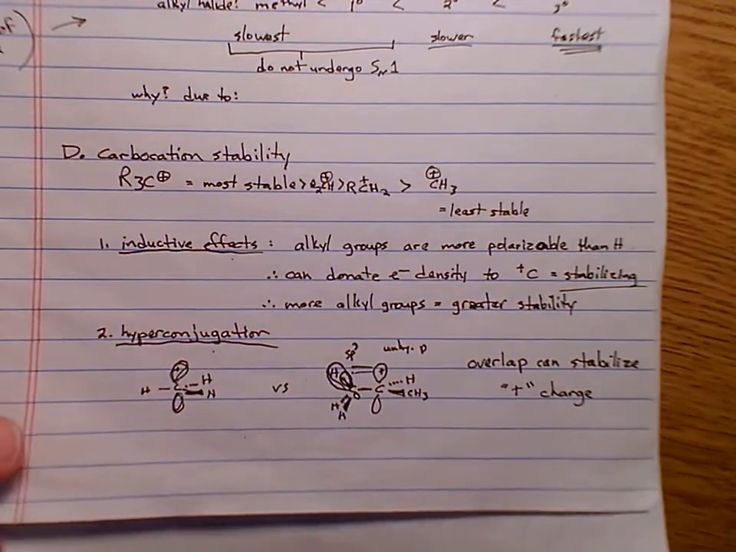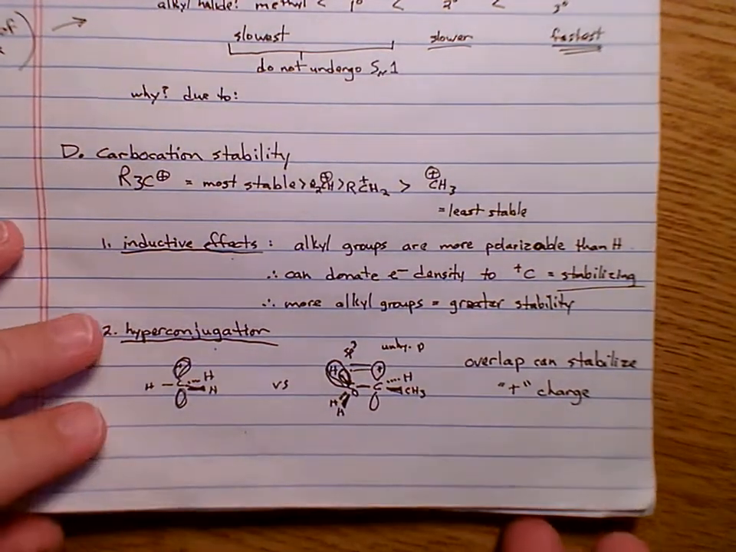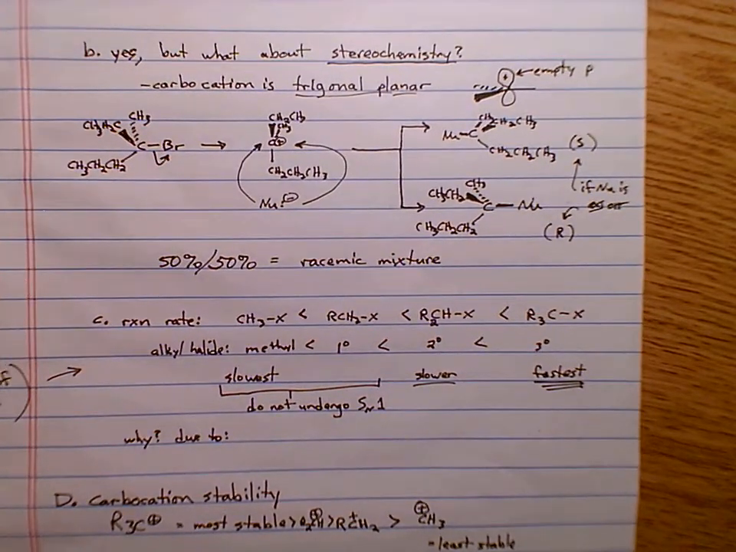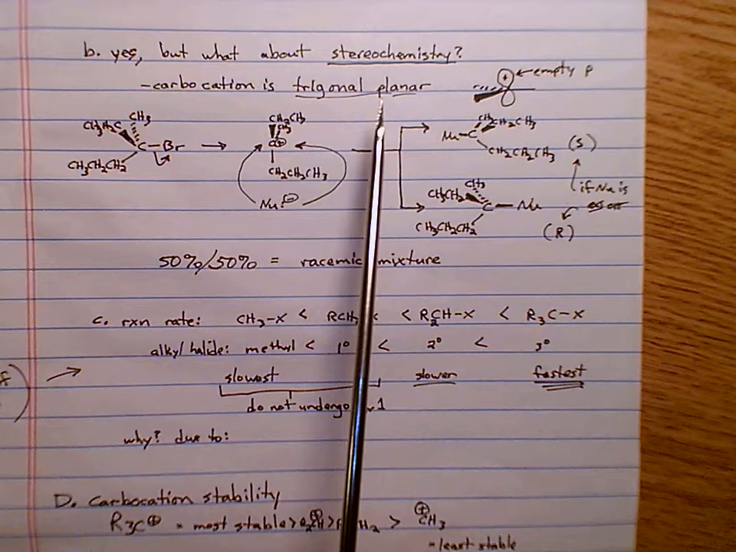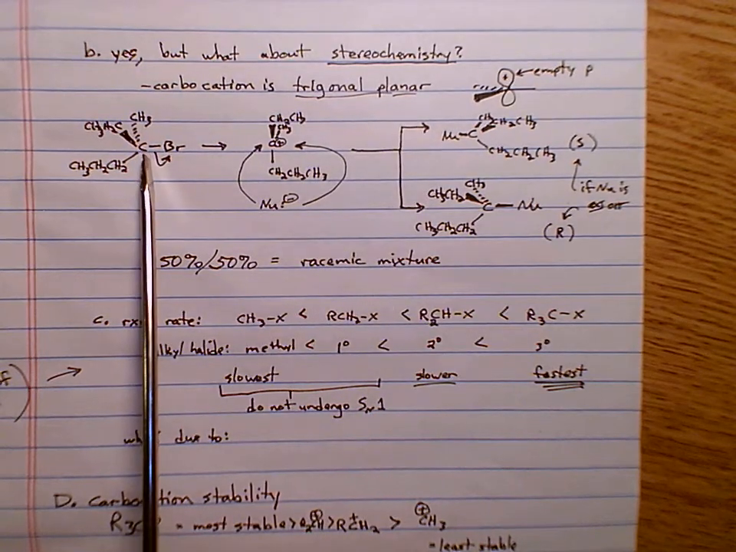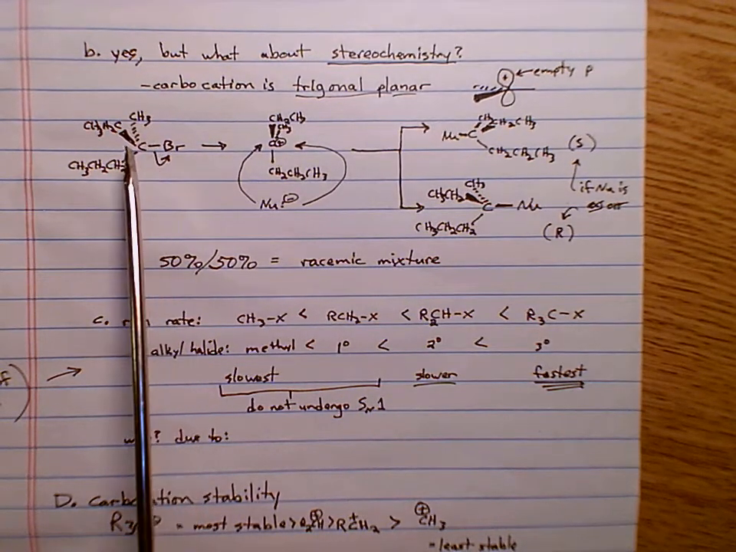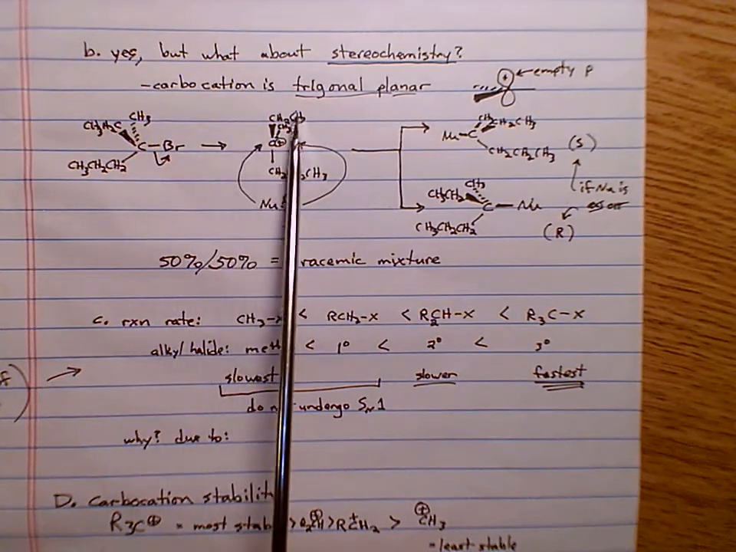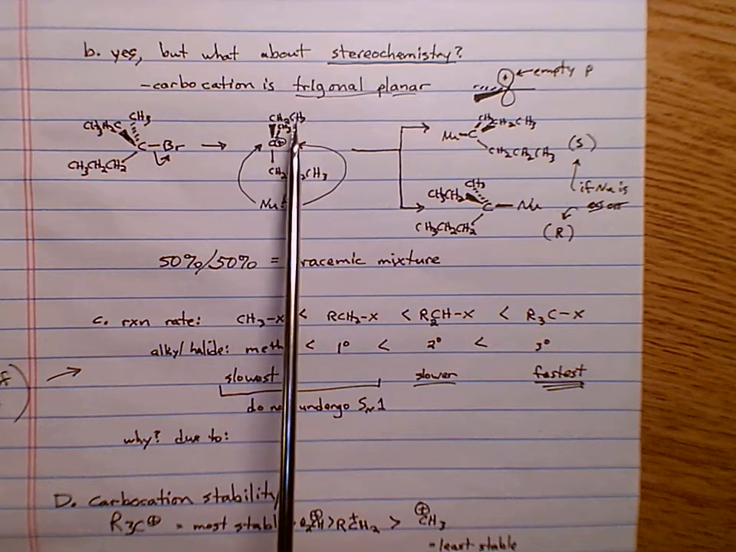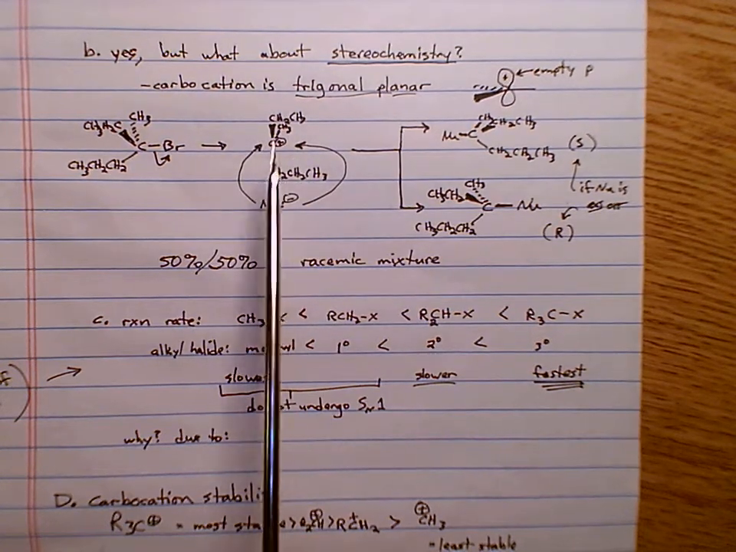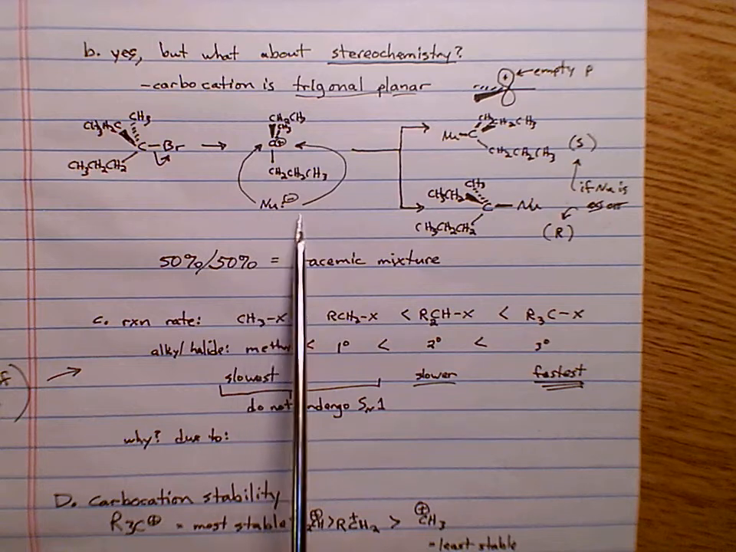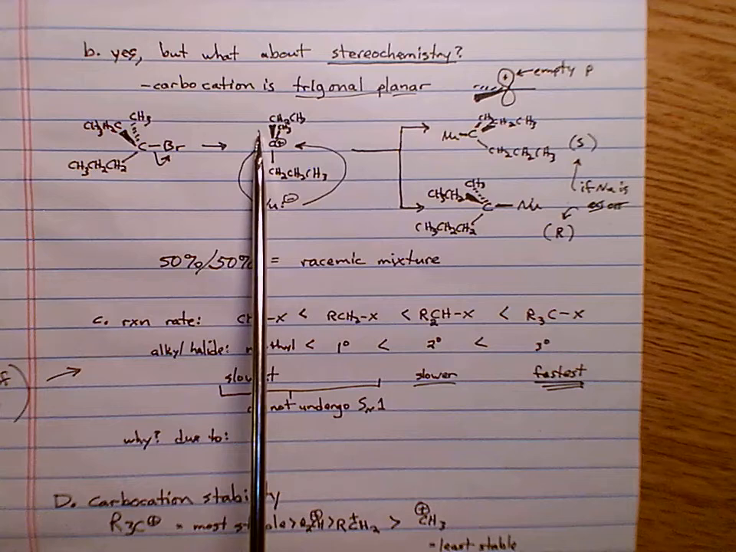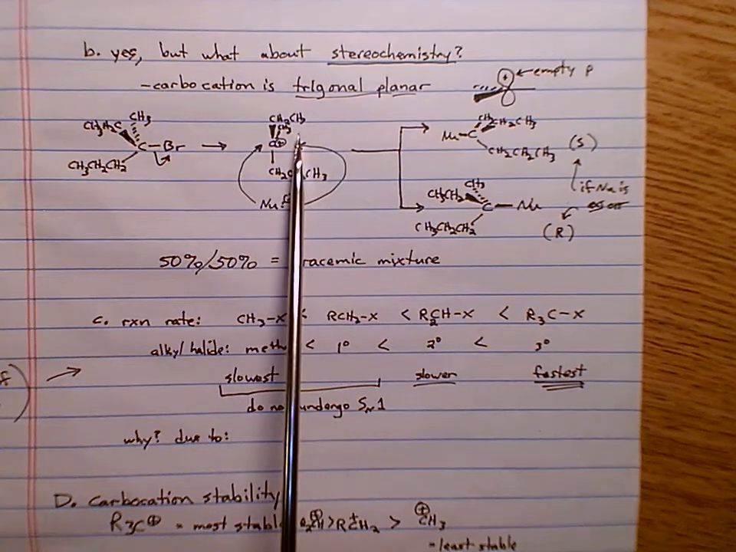All right, you say, well, that's all nice and dandy, but what about the stereochemistry of this reaction? Well, I'm glad you asked. Carbocations are trigonal planar, which means once this leaving group leaves here, we've generated a carbocation because it took both electrons. We've got a positive charge on this carbon right here. It's a carbocation. It is trigonal planar. So the question is, what side can the nucleophile come in on? Well, it could come in from the right side, or it could come in from the left side.